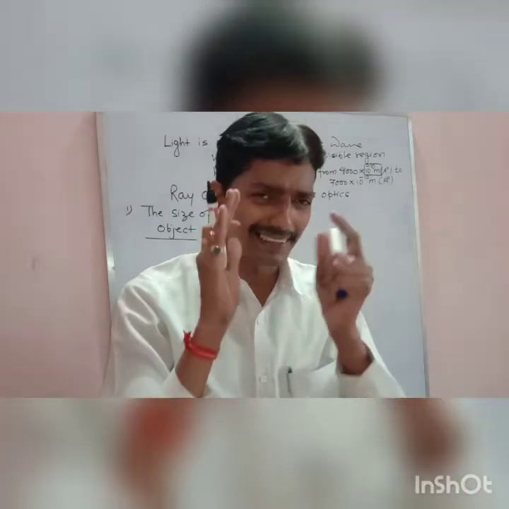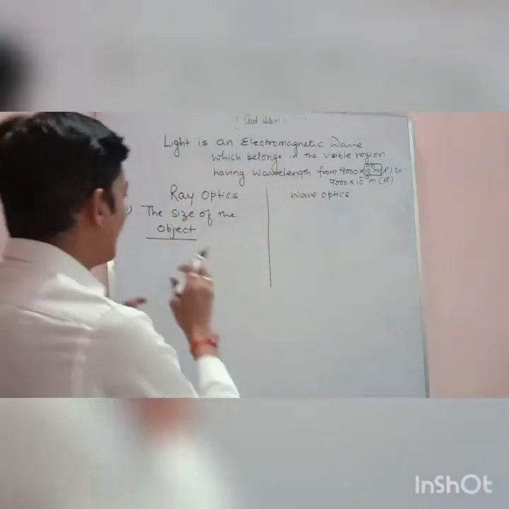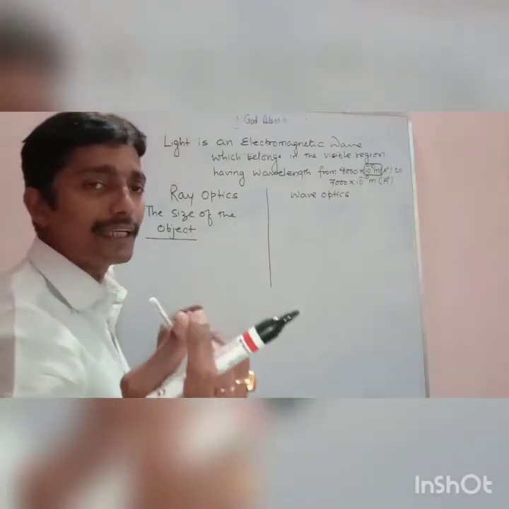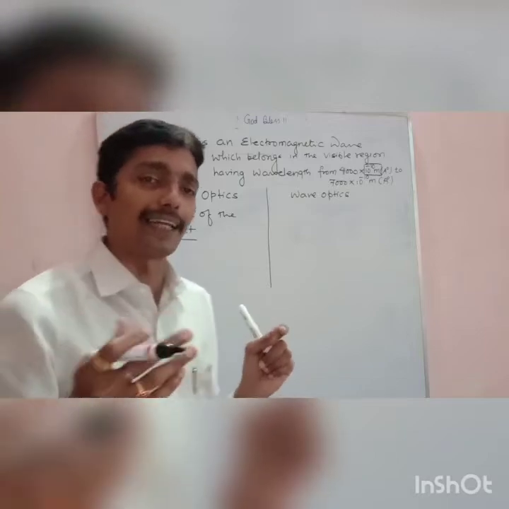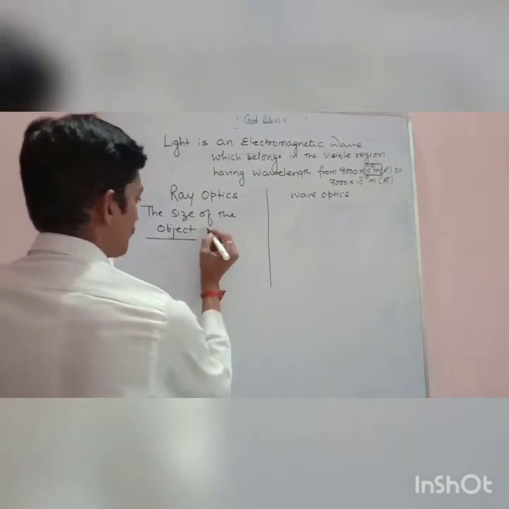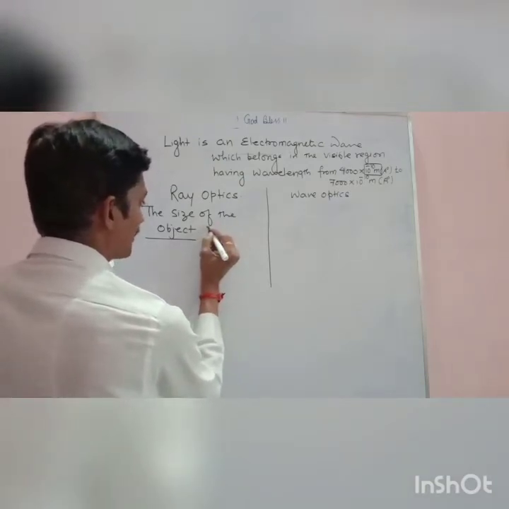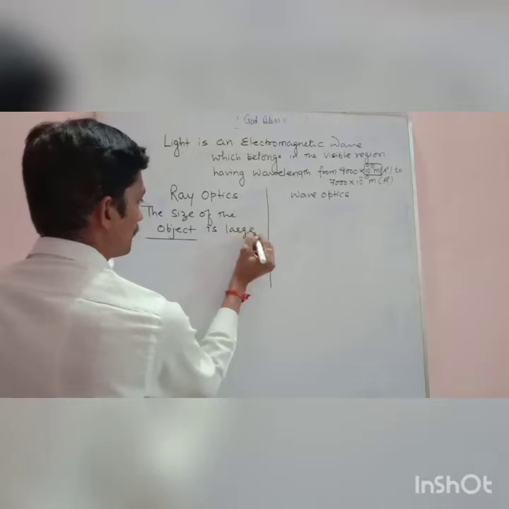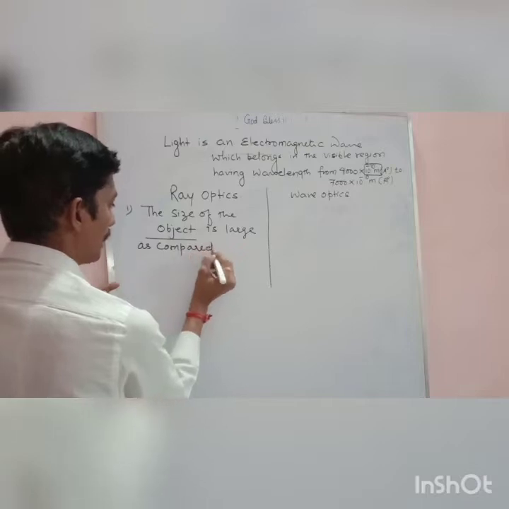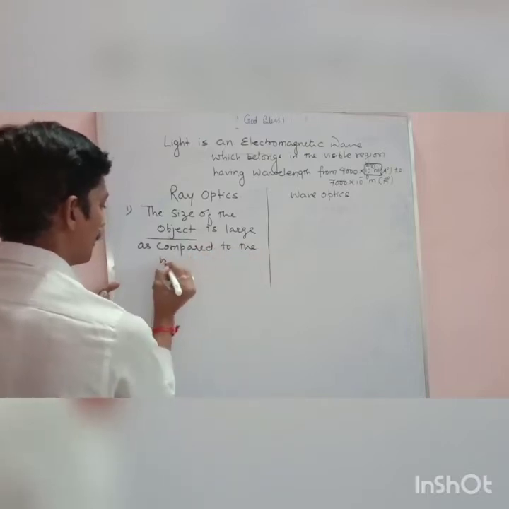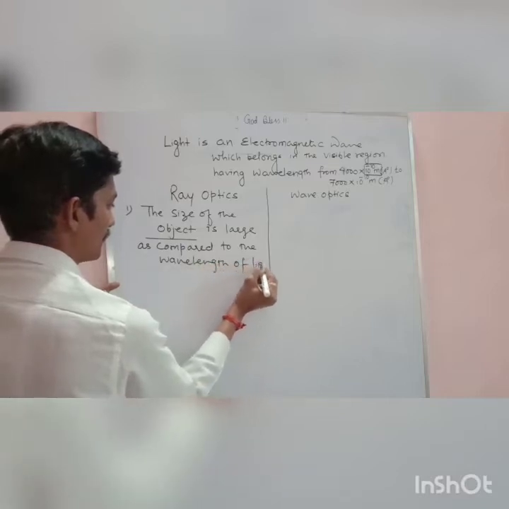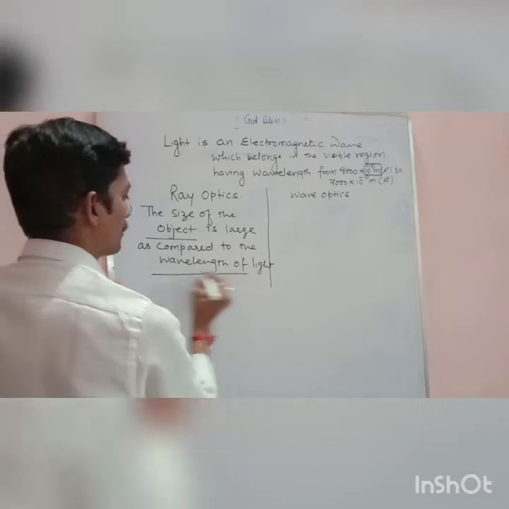My dear, you can imagine yourself that the size of the object, the size of the lens, the size of the mirror, the size of the plane mirror, the size of the convex lens, the size of these objects is large as compared to the wavelength of light.